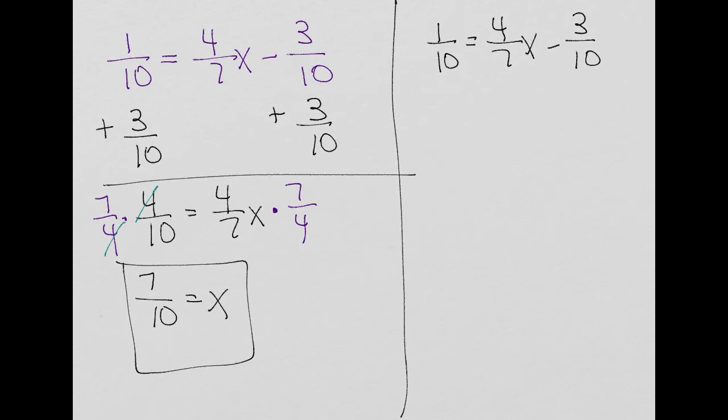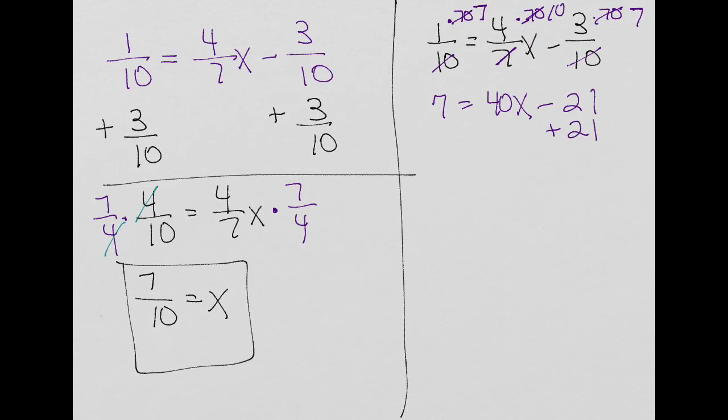So the common denominator between 10 and 7 is going to be 70. And then 70 divided by 10 is 7. So 7 times 1 is 7. 70 divided by 7 is 10. 4 times 10 is 40. And 70 divided by 10 is 7. And 7 times 3 is 21. So then I'm going to go ahead and add 21.